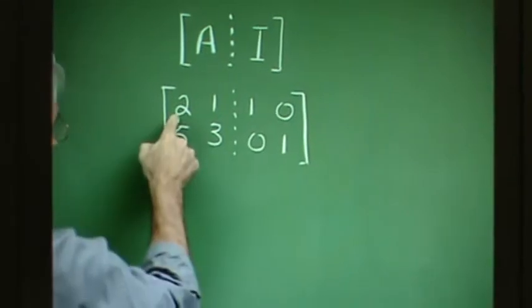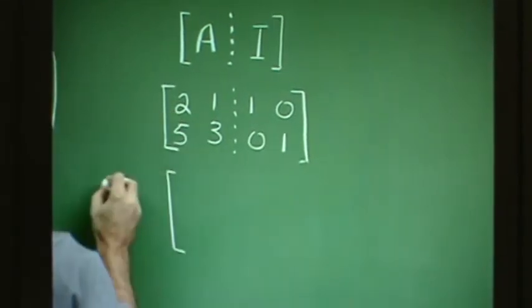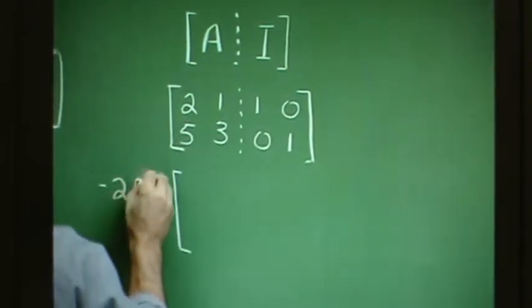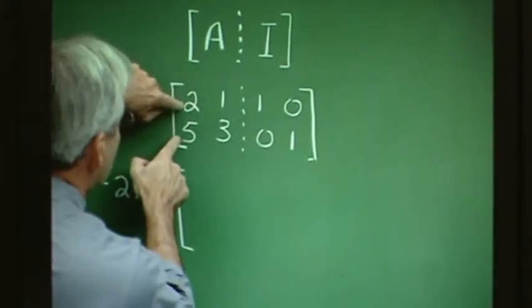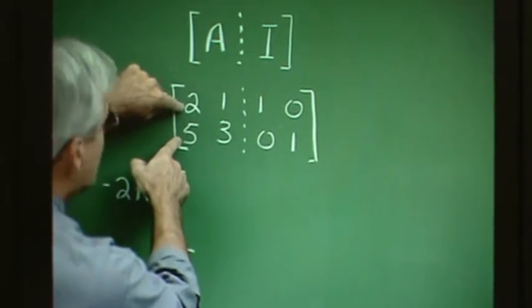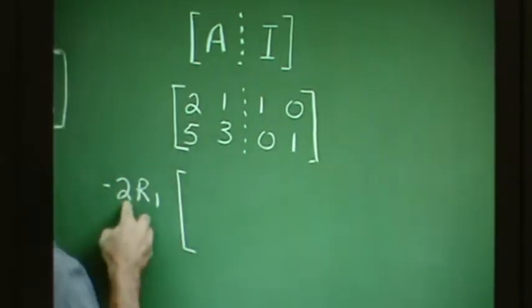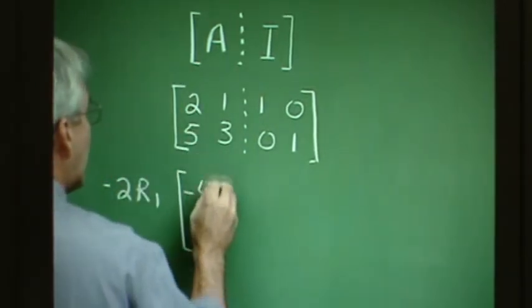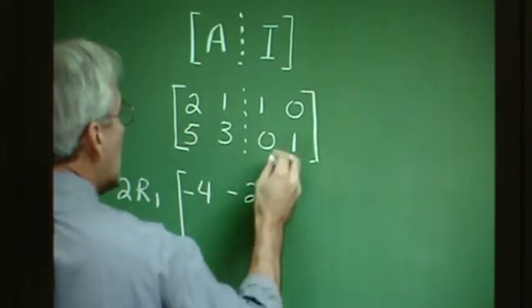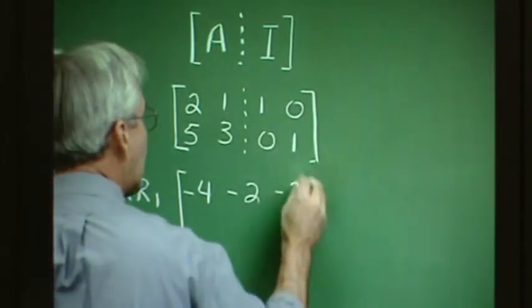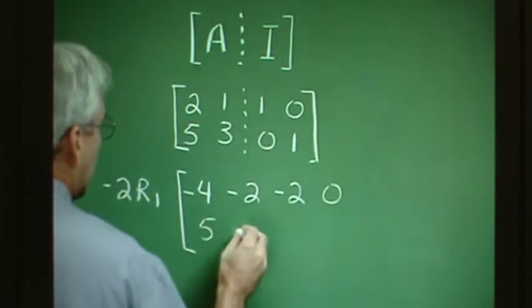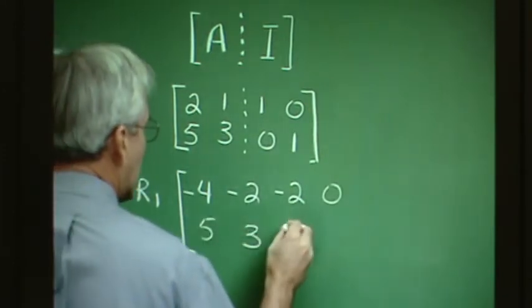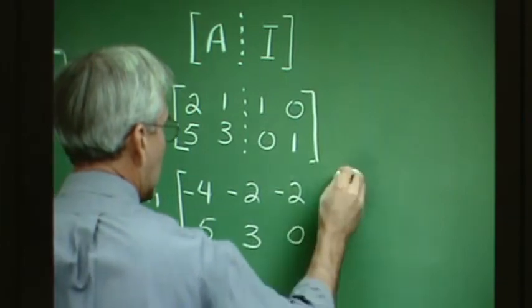I'm just going to multiply here by -2. So it's -2 times row 1. And I'm creating a situation where we have a relative difference of 1 and also a sign change here between these two. So -2 times 2 is -4, -2 times 1 is -2, -2 times 1 is -2, -2 times 0 is 0. And then I'll just bring down this next row. See, and I have this.